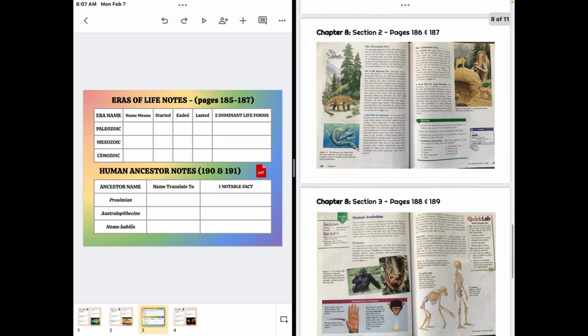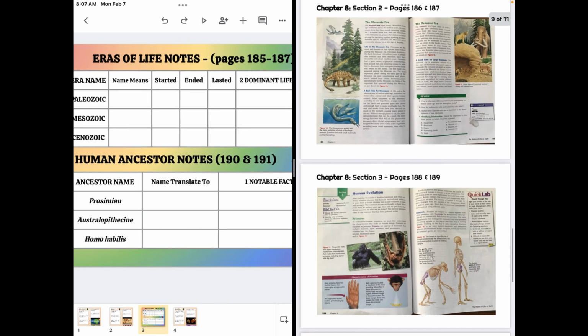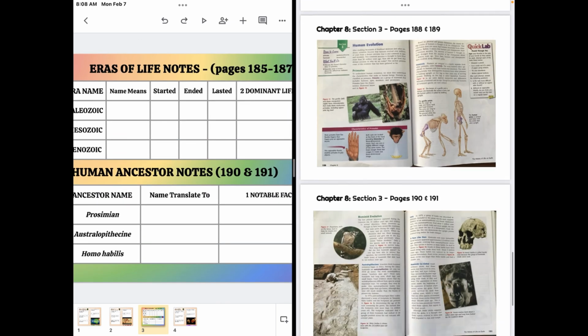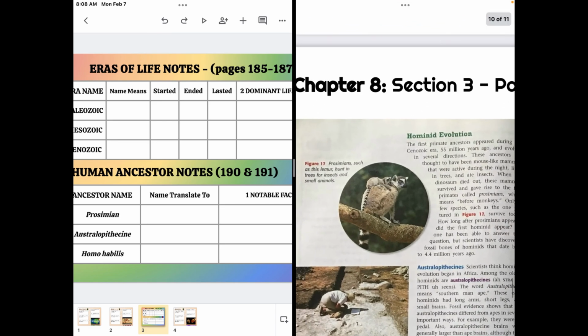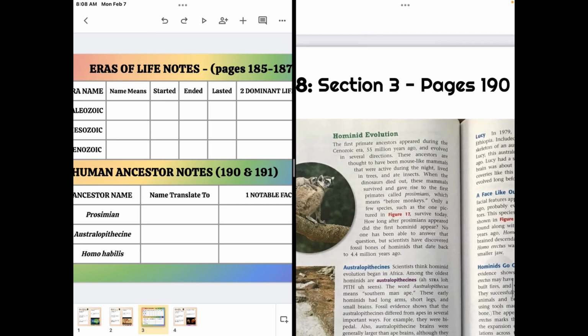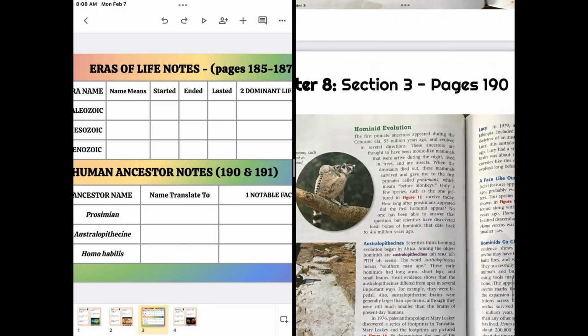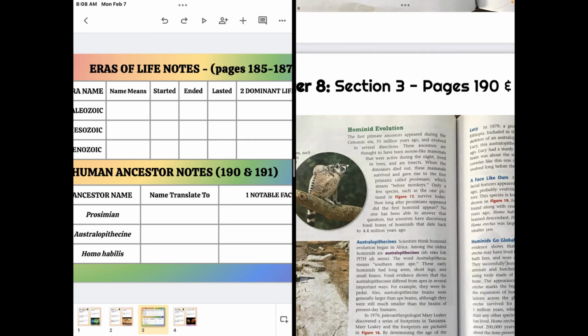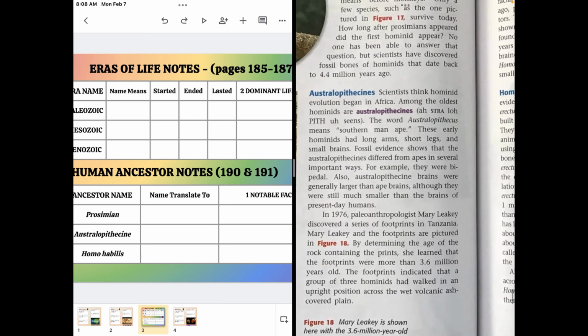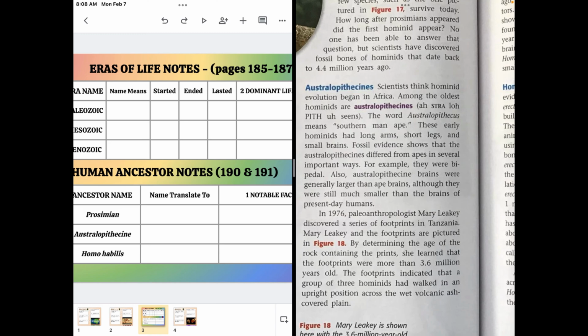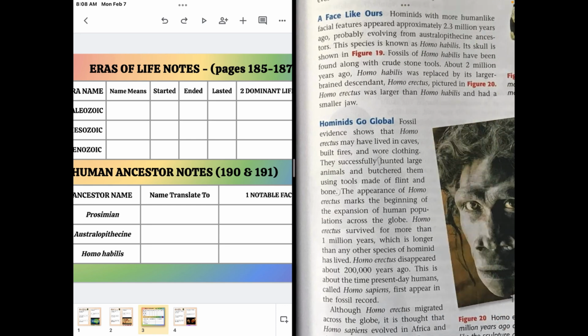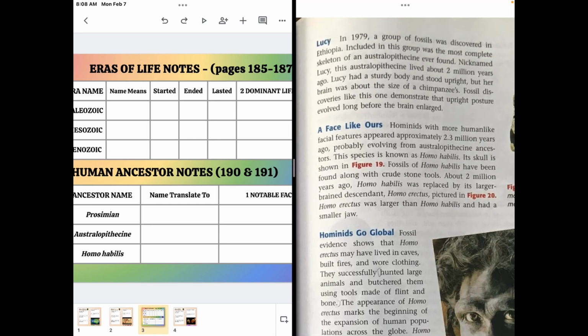For the next set of notes, we need to go to section 3. So for prosimian, we need to look here and figure out what its name means, and it'll be, again, in quotes. And we need a notable fact. So you would read about them and give us one fact about them. For Australopithecine, again, here they are, and we need to know what their Latin or Greek name means, and a notable fact about them. And Homo habilis is up here.